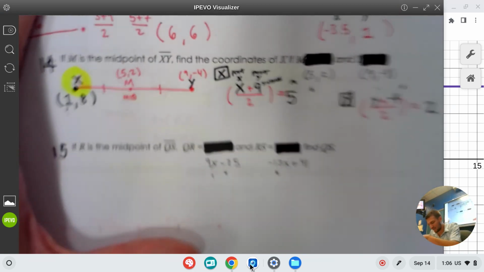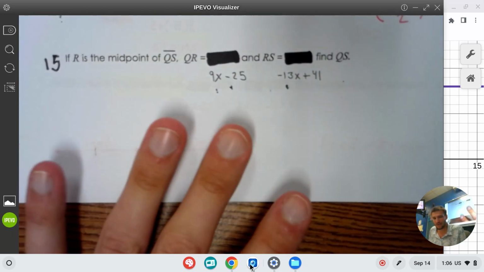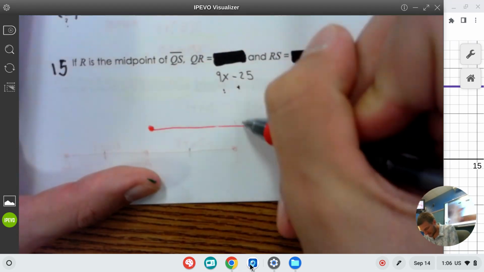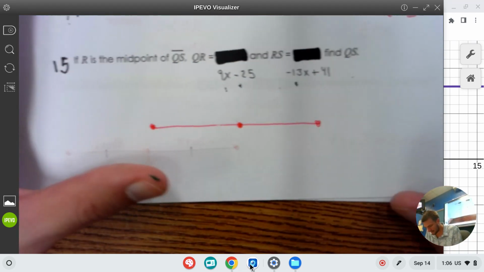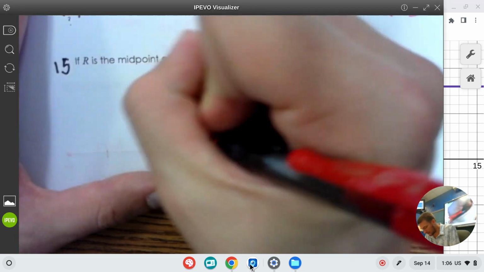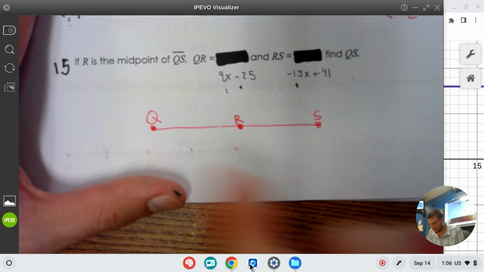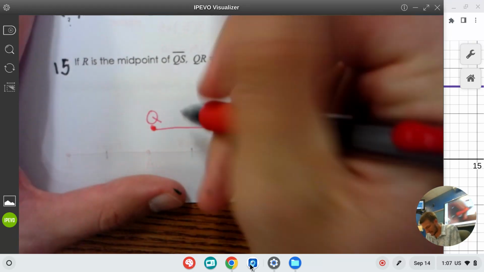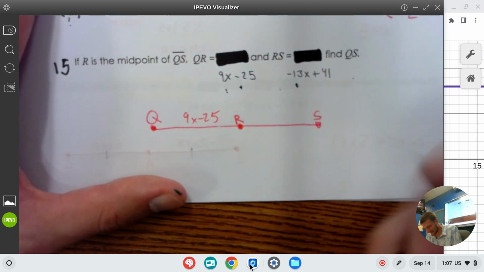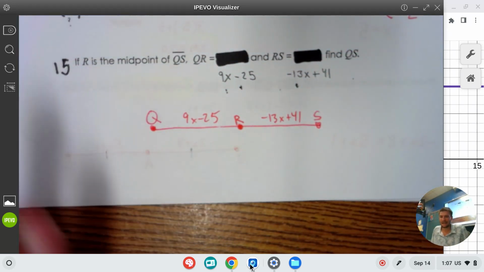All right, last question here. I think we've already even gone over this type of question. I'm going to draw a picture. Drawing pictures is what I do best. Maybe not. Maybe it's the worst thing I do, but R is the midpoint of QS. QR is going to be 9x minus 25. RS is going to be negative 13x plus 41. Got some bigger numbers here.